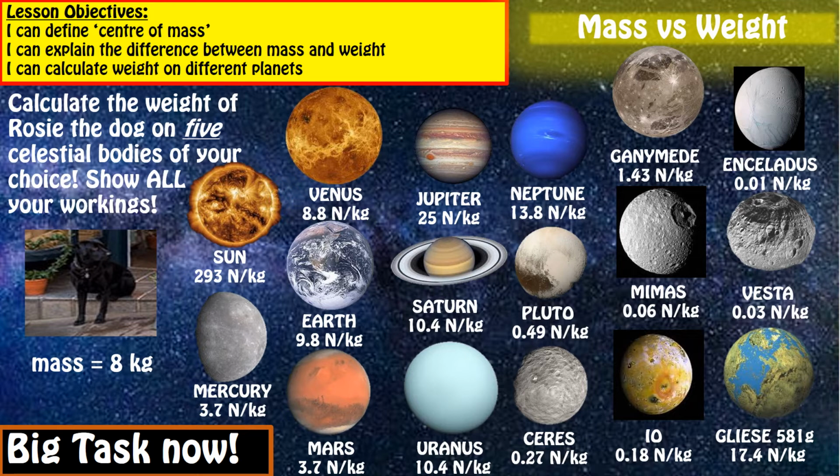So her mass is 8 kilograms. You know that doesn't change. The mass doesn't change. But what will her weight be on 5 different bodies? So pause the video and do your sums, equation, method, answer, unit. Write it all out in full and see what Rosie's weight is on 5 different bodies of your choice. So pause the video now. Right, let's have a look at some answers.